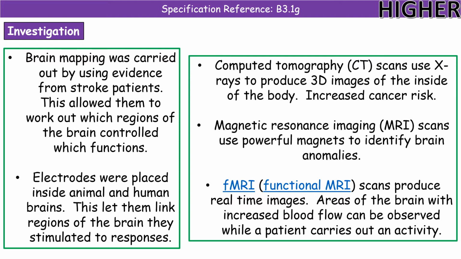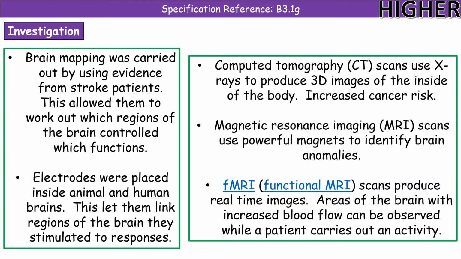Option number 3 is our computed tomography or CT scans, and these use X-rays. Now, they're great because they produce these 3D images of inside the body without having to open it up in any way. The downside, they are X-rays, so that means there is an increased risk of cancer. Next option is the MRI or magnetic resonance imaging scans. These use very powerful magnets in order to identify anomalies in the brain. So these are the ones that you don't want to be wearing metal items into the scanner, otherwise you won't be wearing the metal items after.